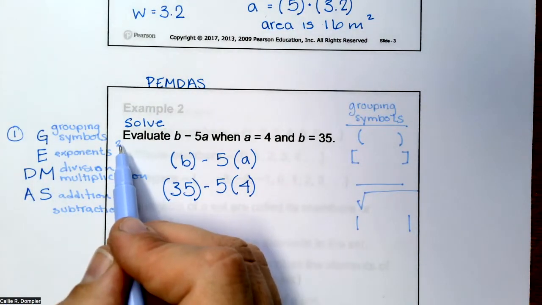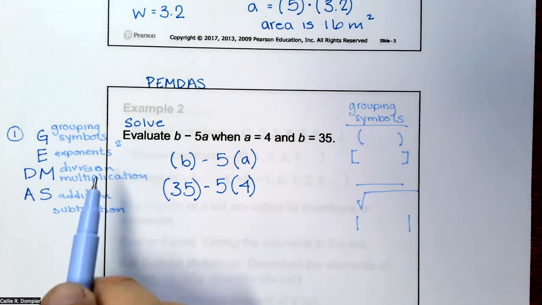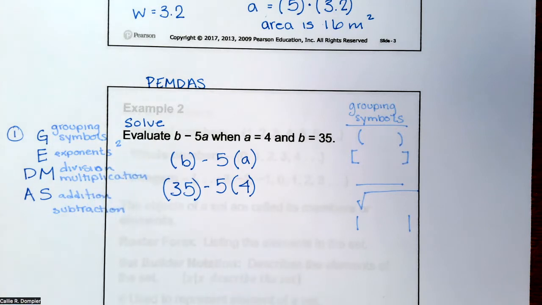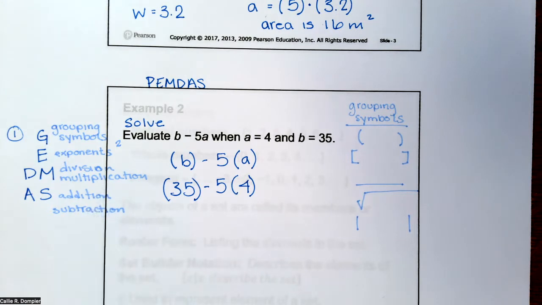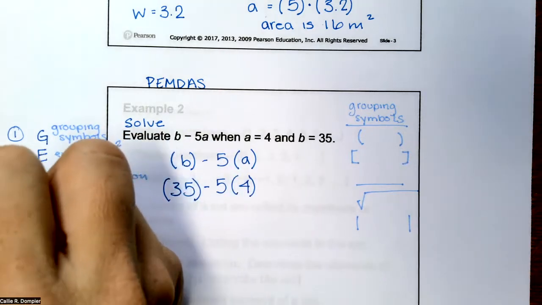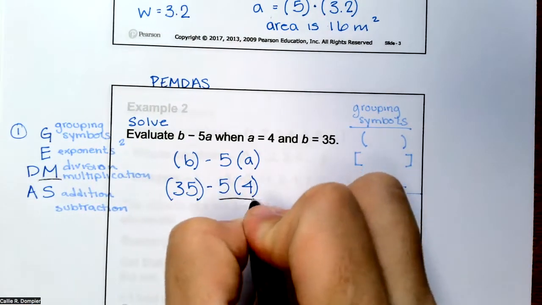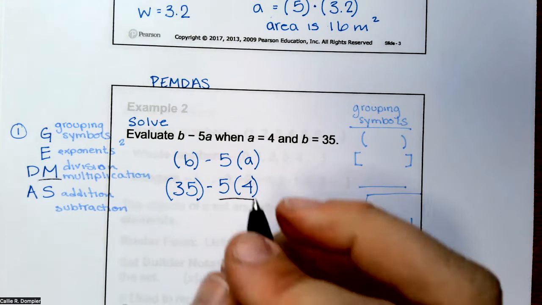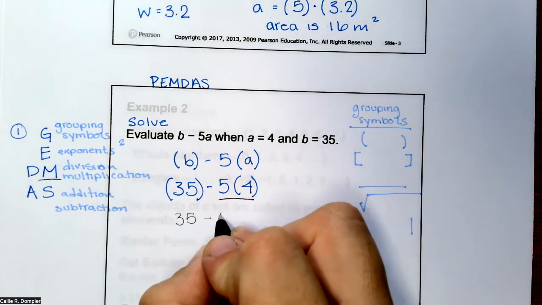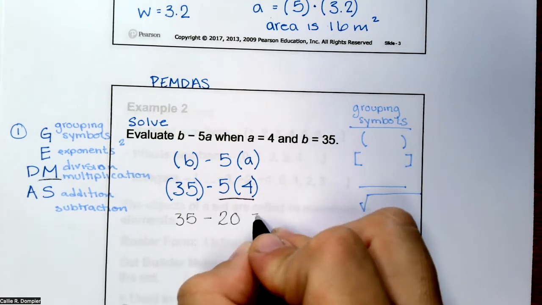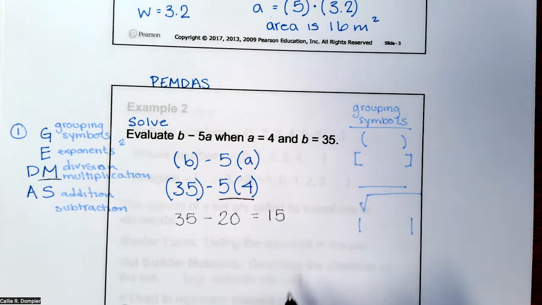Exponents can be any number, not just two, but if there's a small number up above on the right-hand side. Then division and multiplication from right to left and addition and subtraction from right to left. So as you can see, we need to multiply 5 times 4 before we subtract. So we have 35 minus 5 times 4 is 20, right? 35 minus 20 is 15. So my final answer is 15.